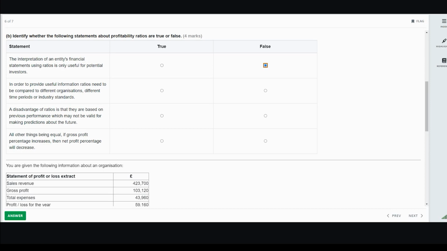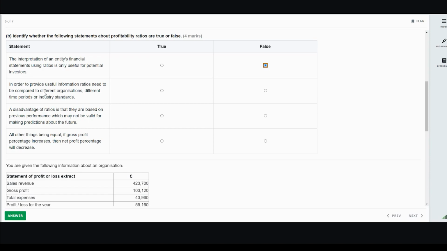Also, employees might be interested, making sure that they keep their jobs and the business is still viable and it's making a profit. In order to provide useful information, ratios need to be compared to different organisations, different time periods, or industry standards.